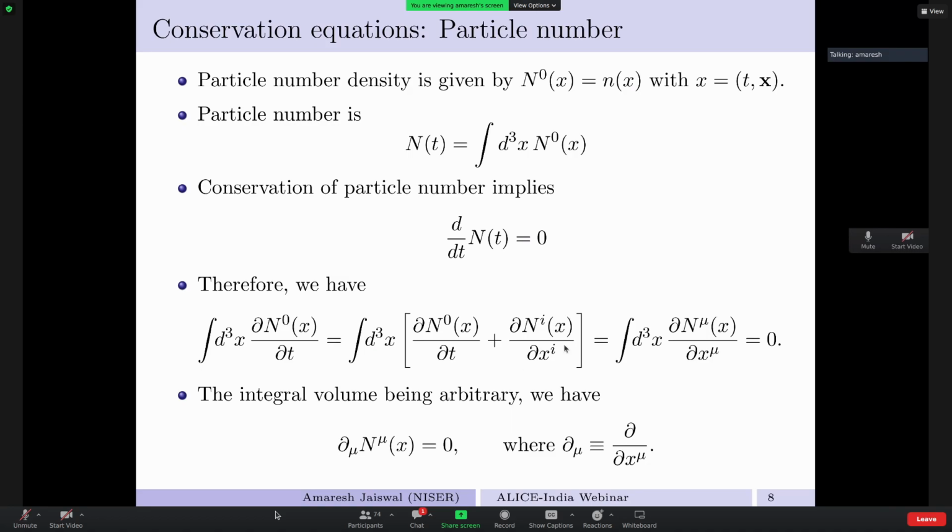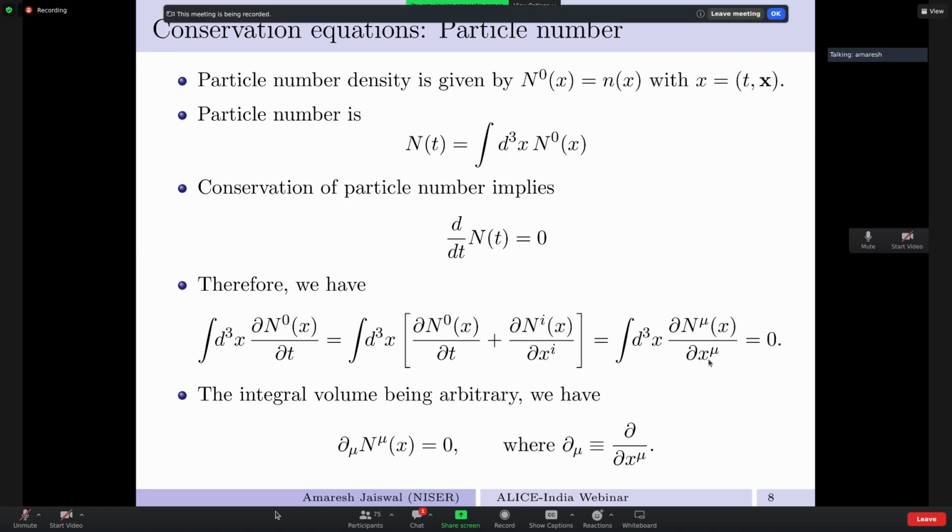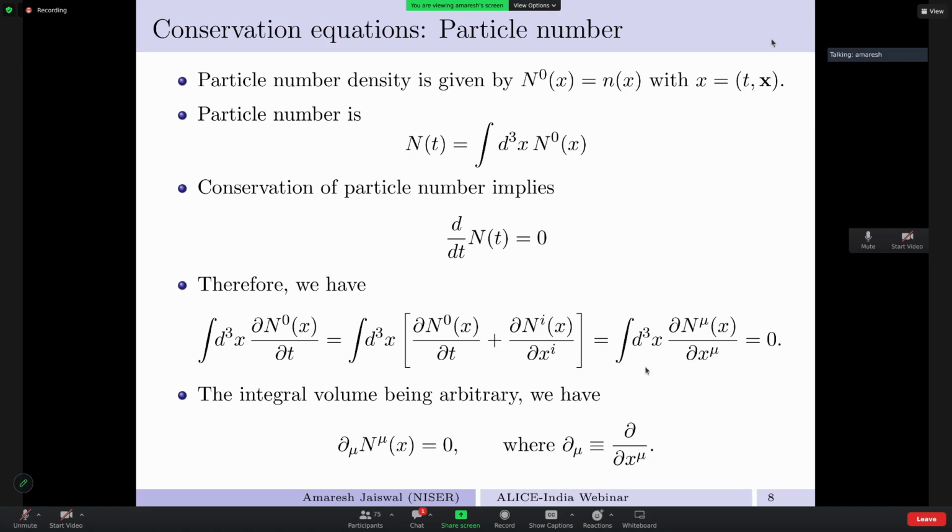So I can add this total divergence term, which is the surface term, to del n by del t. And these two can be combined in a covariant form. Since we are integrating over an arbitrary volume, this has to be conserved. So del mu n mu has to be 0, where del mu is defined as the derivative with respect to x mu. This is what conservation of the particle 4 current really means. So the total number being conserved gives you a conservation equation for the particle 4 current, which is the hydrodynamic quantity.